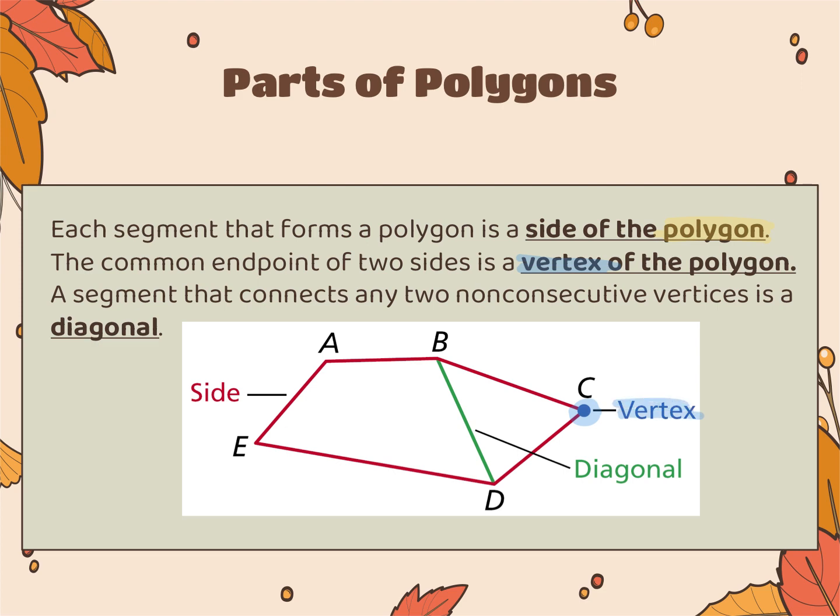A segment that connects any two non-consecutive vertices is a diagonal. So the diagonal line has to do with this. Okay, non-consecutive. We should know what consecutive means.